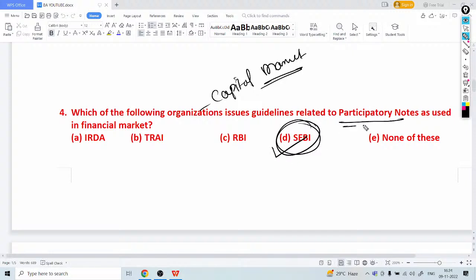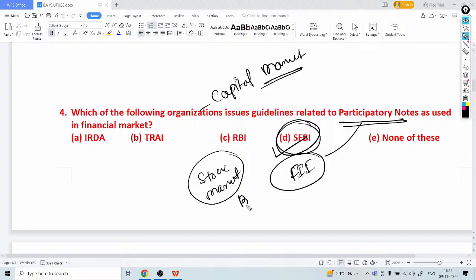What is participatory note? FIIs are called foreign institutional investors. These are the investors who come to the stock market of India, like Bombay Stock Exchange or National Stock Exchange. They invest their money in the stock exchange, and whenever they get profit, they can go to their country. But they have to register with SEBI with all the registration forms, disclosing from which source they are availing their money.